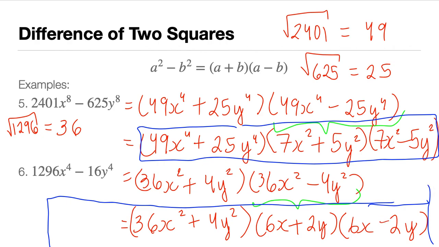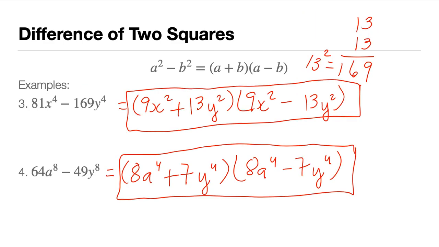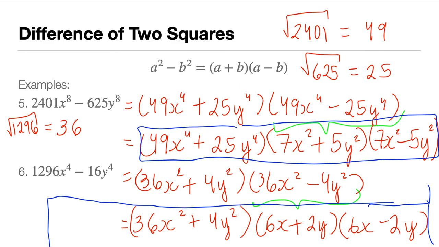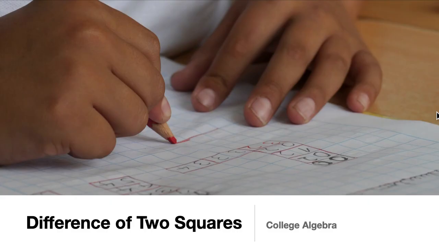So that's our answer for numbers 1, 2, 3, 4, 5, and 6. 5 and 6 are quite challenging because we apply the difference of two squares twice in this given scenario. So practically, it's still the same concept. We are still using the difference of two squares. So that's it for this video on the difference of two squares.